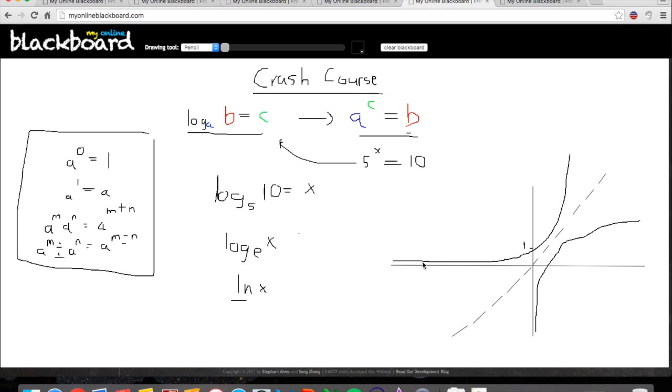And this is what the graphs look like. This is an exponential function, and this is a logarithmic function. Now, what you get to see is that this one is just the inverse of this. So the inverse of the exponential function is the logarithmic function.